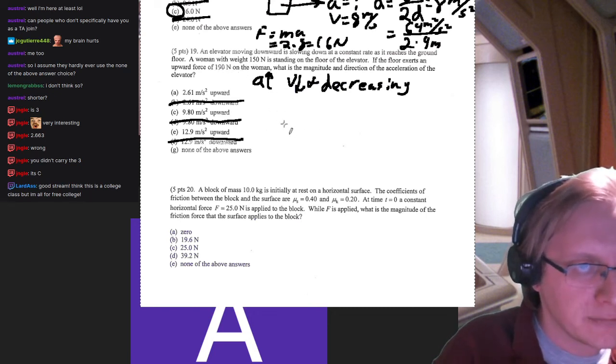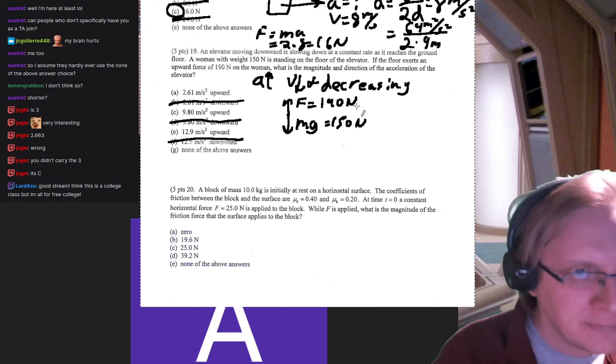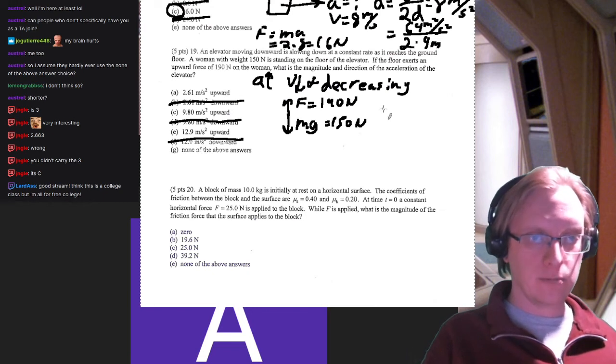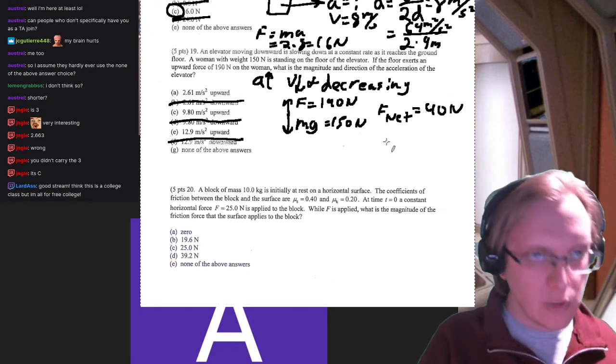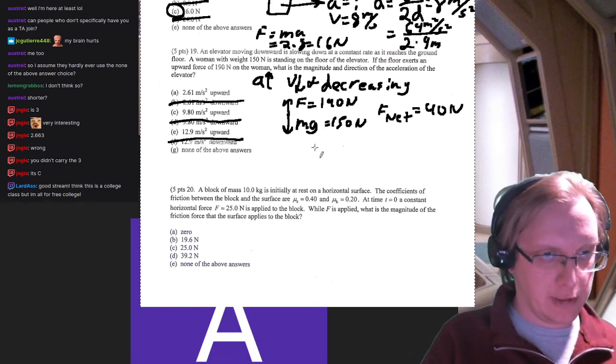So we have a force. We have mg going this way, and we have an F going that way. This is 190 newtons, and this is 150 newtons going this way. Net force, F net is 40 newtons. We need the mass of the woman in question. Not that they would ever ask a person such a thing.